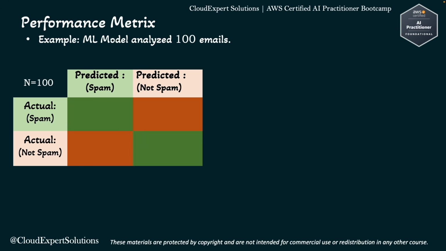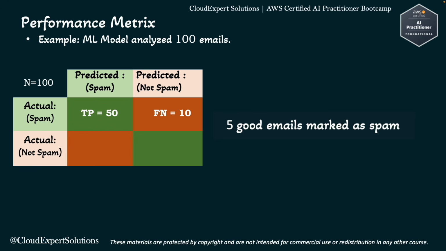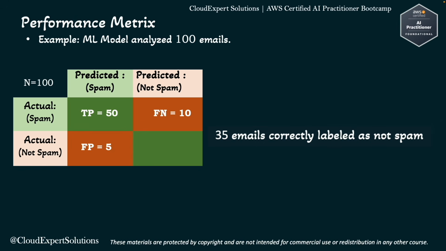Out of the 100 emails, 50 emails were actual spam and the machine learning model predicted correctly. That means those are true positives and the true positive count is 50. 10 spam emails were missed by the algorithm. Those are false negatives. That is why false negative is 10. 5 good emails are marked as spam. That means these are false positives. So our false positive count is 5. And 35 emails were correctly labeled as not spam. These are our true negatives. That means the true negative count is 35.